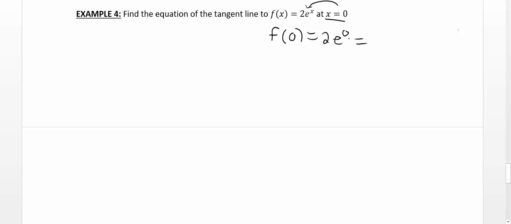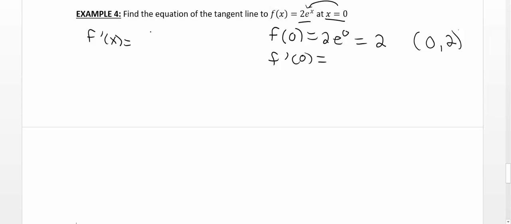This is where the tangent line touches. So when we plug in 0, we have e to the 0 power. Anything to the 0 power is 1, and 1 times 2 is 2. So that means the point where our tangent line is going to touch our function is the point (0, 2). We also need the derivative at 0, because the derivative at 0 is going to tell us the slope of the tangent line. So to get the derivative at 0, we first need to find the derivative.